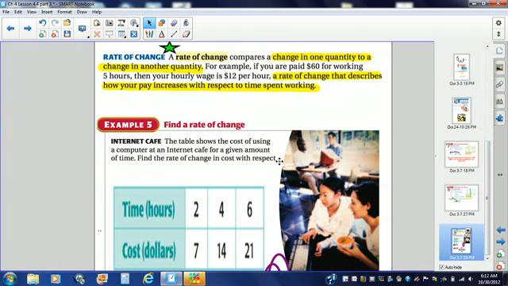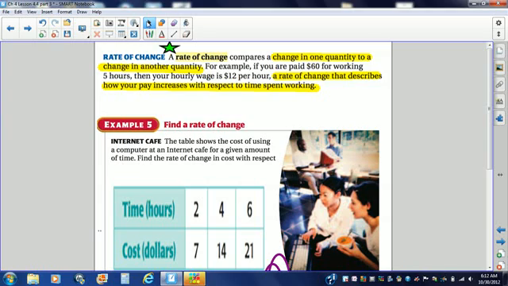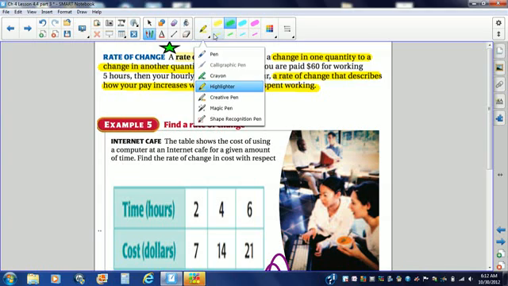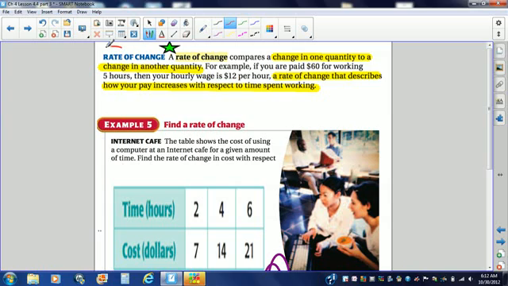All right, and for today's part of the new lesson, if you guys would, please write the vocabulary word, rate of change on your paper. Please write the vocabulary word, rate of change. We are going to say a rate of change compares a change in one quantity to a change in another quantity. So please write that definition on your paper. A rate of change. Please write, it's a change in one quantity to a change in another quantity.